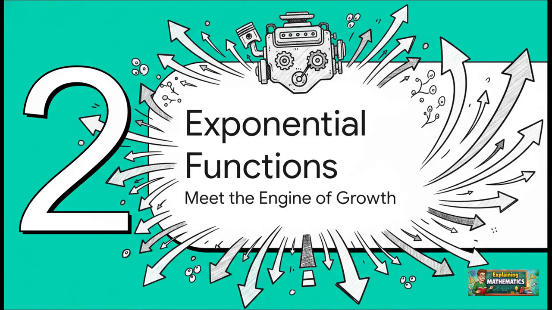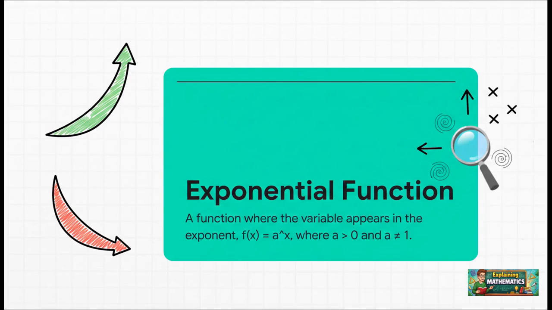So let's pop the hood and take a look at the engine itself, the exponential function. This little thing is the core mechanism that powers all of that incredible multiplicative growth. It looks pretty simple, doesn't it? f(x) equals a to the x. Here a is our base. That's the number we're multiplying by over and over. But x, the variable sitting up there in the exponent, that's the real star of the show. It tells us just how many times we need to multiply that base by itself.